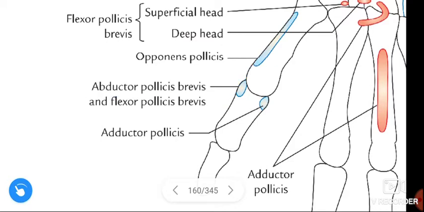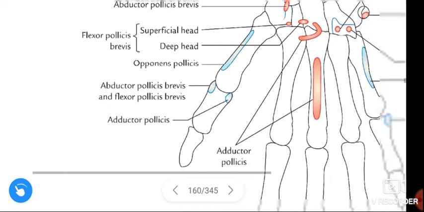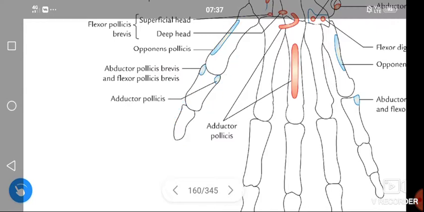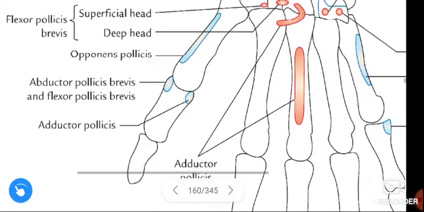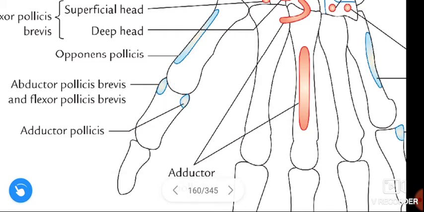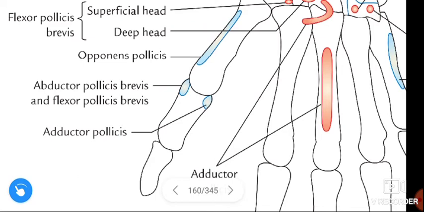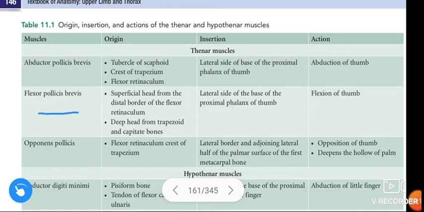See here, this is the insertion of flexor pollicis brevis and also of abductor pollicis brevis. Lateral side of the base, this is the base, of the proximal phalanx of the thumb. See here, this is the thumb, this is the proximal phalanx of the thumb, this is the base of the proximal phalanx, and this is the lateral side. Next, action of flexor pollicis brevis: flexion of thumb.